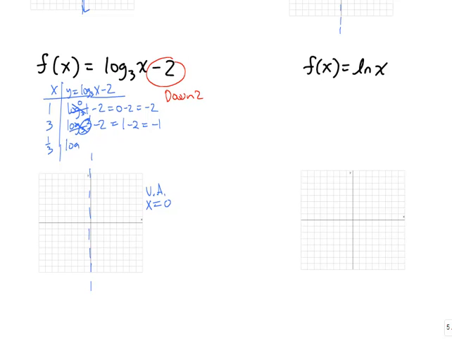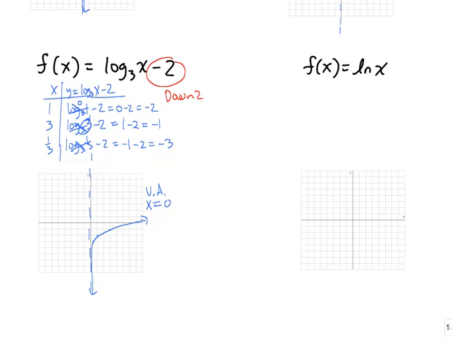And finally, if I plug in a third, log base 3 of a third, I need an exponent of -1 to flip over the 3. So log base 3 of a third reduces to -1 minus that 2 on the side, so we get a -3. So the 3 points that I'm going to plot are (1, -2), (3, -1), and (1/3, -3). So we have this graph that's rising up towards the right slowly, and it's going closer and closer to that axis on the left.